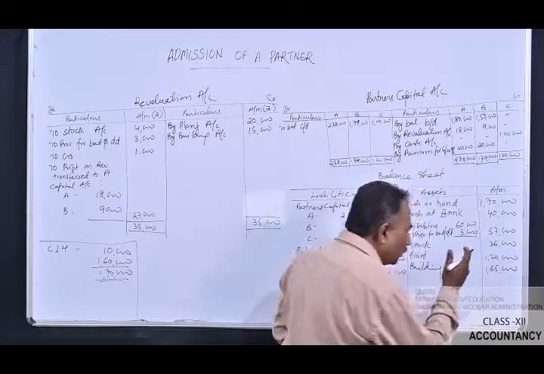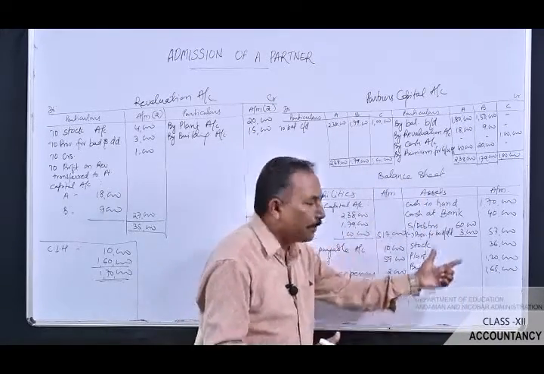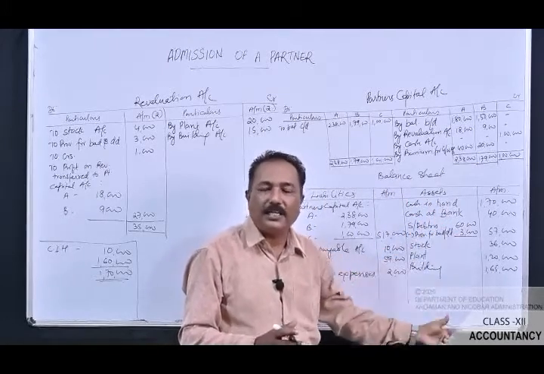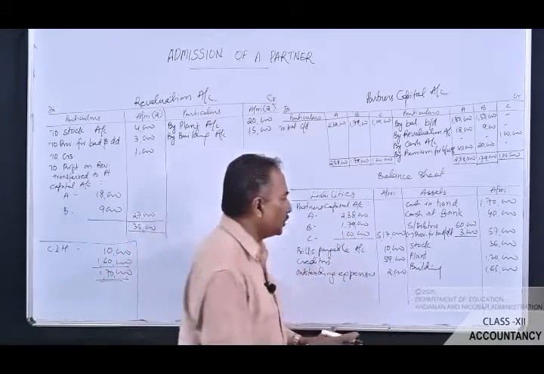Now see, no other item is left to be recorded in the balance sheet. We have substituted the value of each and every item. Now what we will do is we will close the balance sheet.